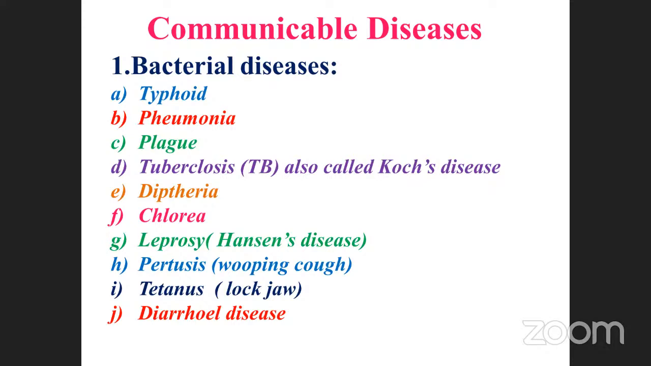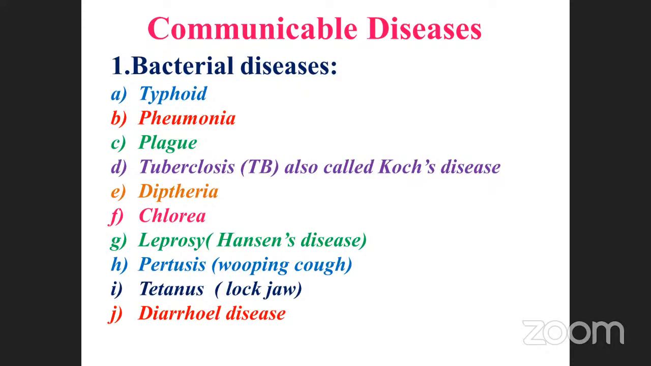First, the type of disease. Second is the causative organisms. You must note it down. Very, very important: causative organisms. And then what are the symptoms? And the fourth one is incubation periods. How many days? How many months? How many years? What are the incubation periods?